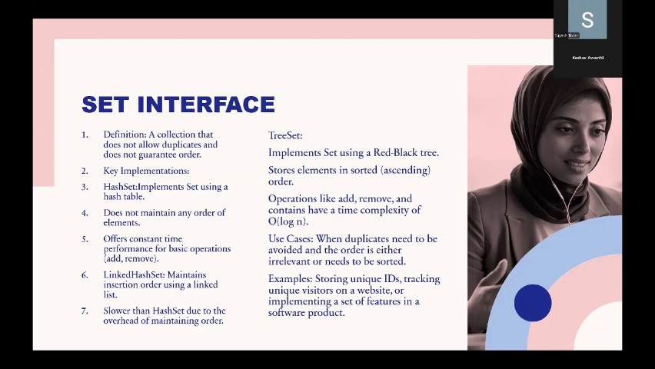Now, what are the key implementations? That is a HashSet. It implements set using a hash table. It does not maintain any order of elements, with constant time performance for basic operations like addition and removal. The second one is the LinkedHashSet. It maintains insertion order using a linked list. It is slower than HashSet due to the overhead of maintaining order.